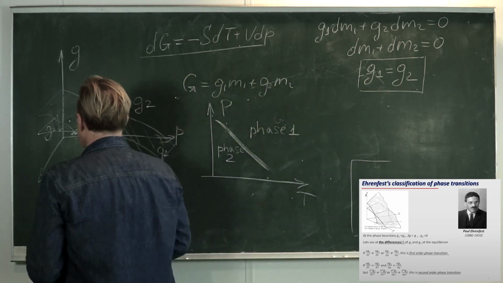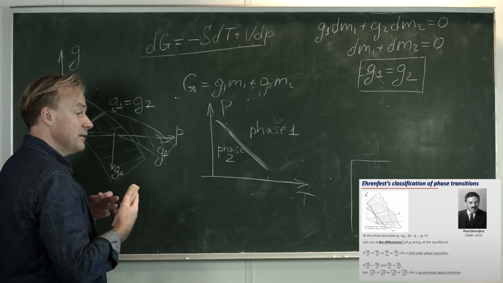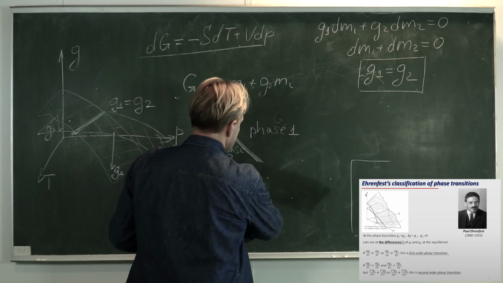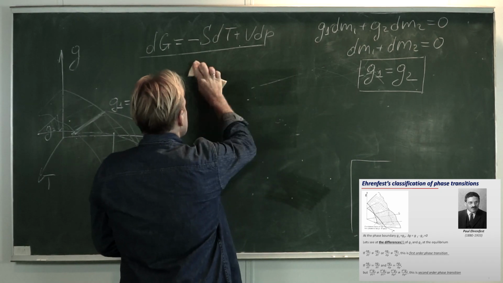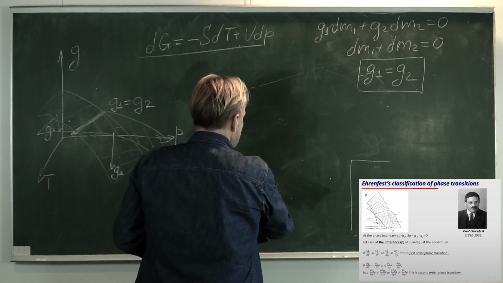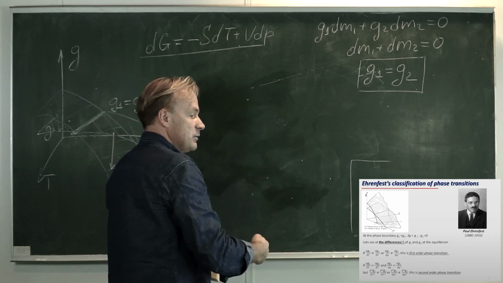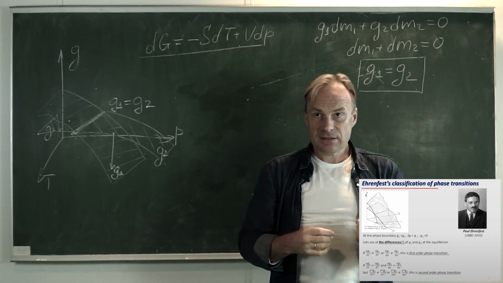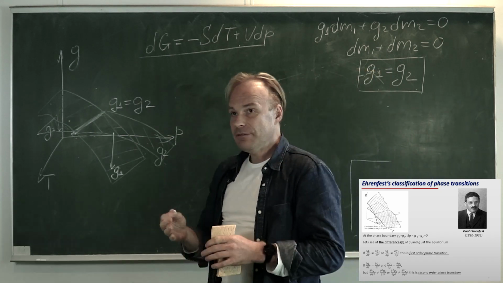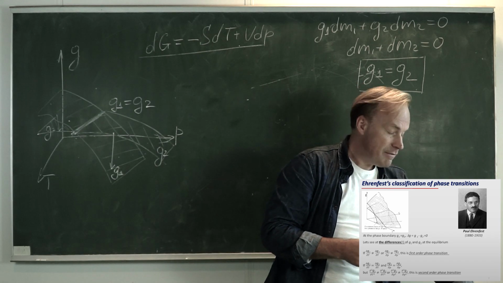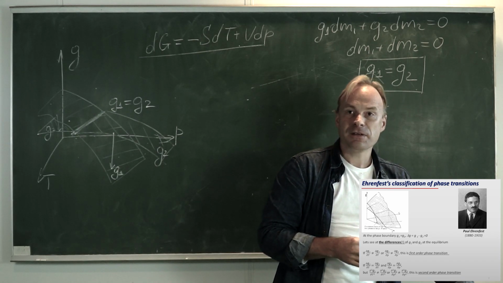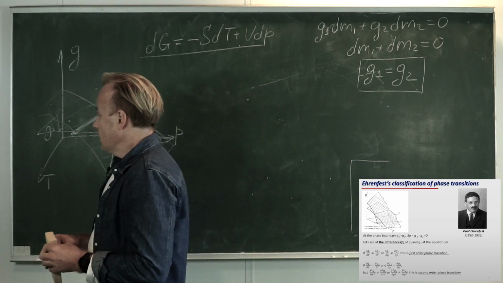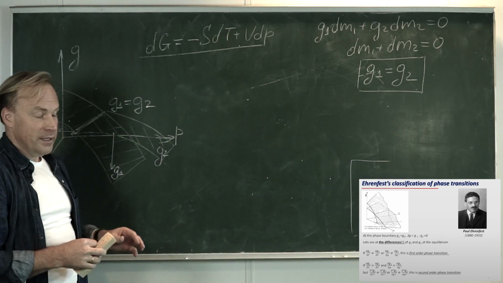Now we would like to understand how to describe phase transition using mathematics, and in particular how to describe phase transition from the state of water to state of ice. In order to develop theory of phase transition, Ehrenfest proposed a very nice and very intuitive classification of phase transitions. His idea was the following.